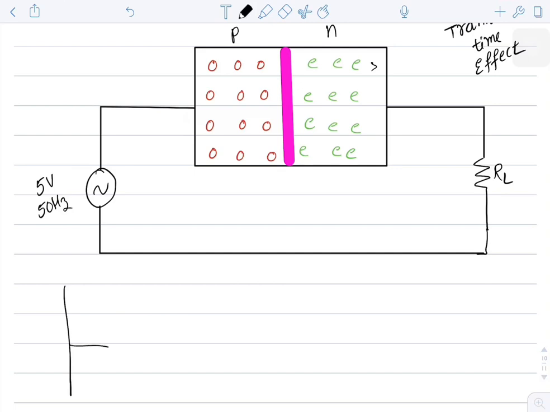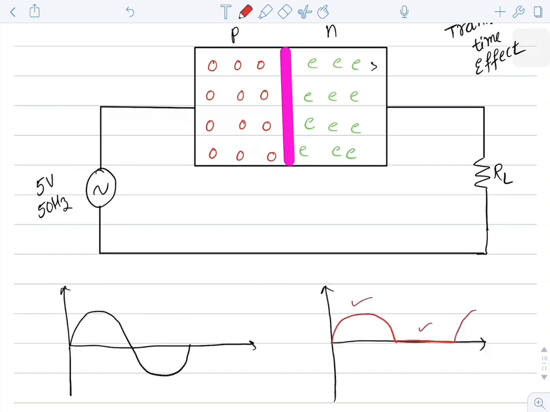We know the operation of this half wave rectifier. For positive half cycle, output equals input, and for negative half cycle, output equals 0. If you talk about the actual operation of this circuit, for positive half cycle, the electrons which are available in N-type material will tend to move towards P-type region.